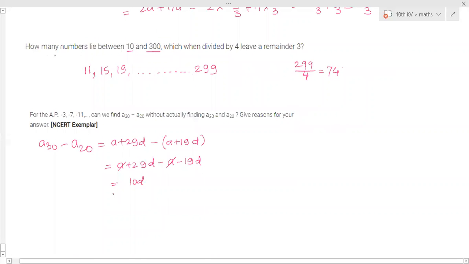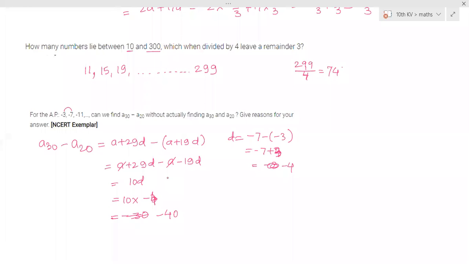So what is the difference D? D is equal to minus 7 minus of minus 3. That is minus 7 plus 4, that is minus 3. So it is minus 3. So what is the difference? Okay, sorry, here D is minus 4. So it is minus 4, so 10D is minus 40. So the difference is minus 40.